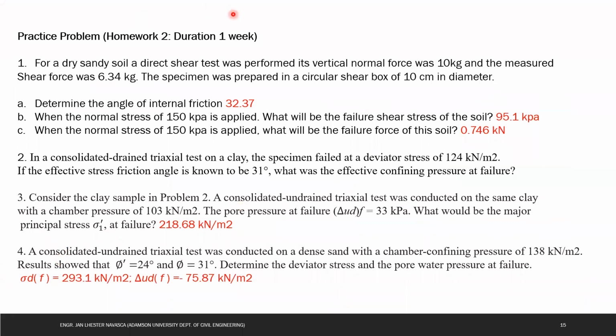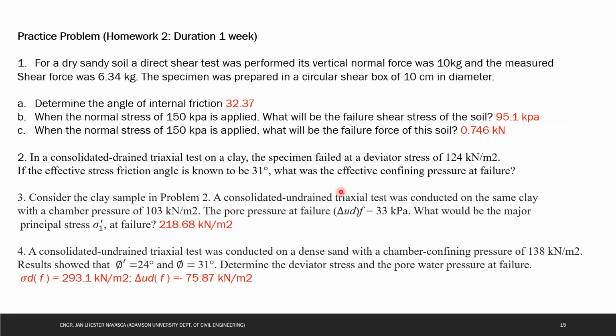Then number 4, a consolidated undrained test again was conducted on dense sand with a chamber confining pressure of 138 kPa. The results showed that your sigma prime is 24 and your sigma is 31. Determine the deviator stress and the pore water pressure at failure. So the delta sigma DF is 293.1 and your delta U sub DF is negative 75.87 kPa.